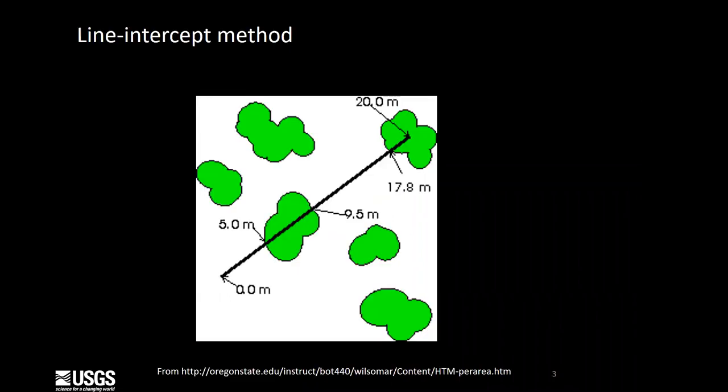So one of the field methods that folks will use, and some of you maybe have yourselves, is line intercept, where you run a line through a study plot. You might have 10, you might have 5, what have you, and then you're just recording the proportion of the line that's intercepted by a particular species. This is something I took from Oregon State from one of their field manuals about this particular method.